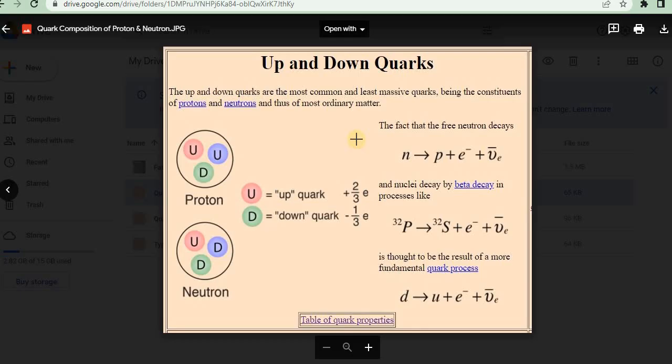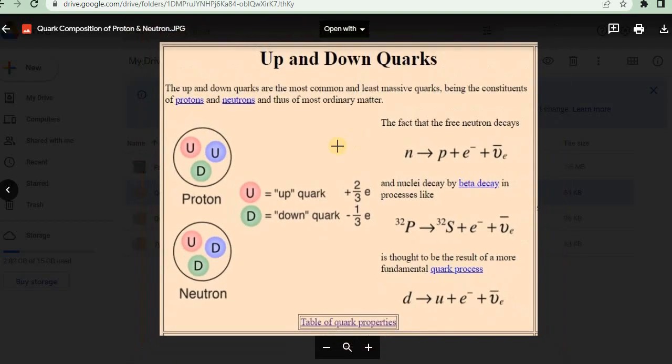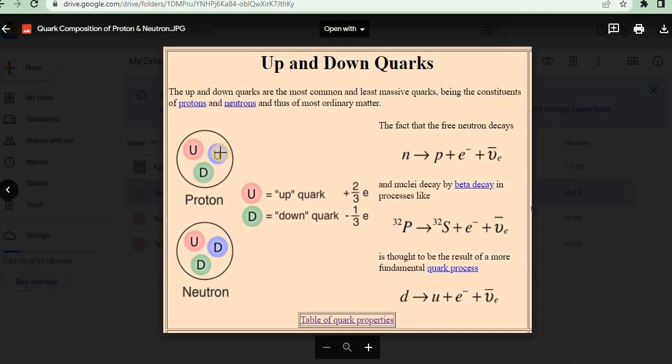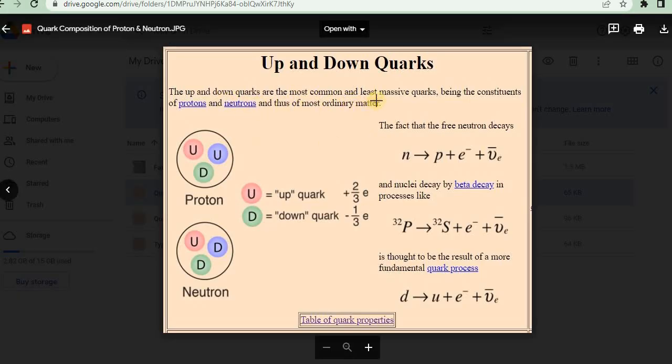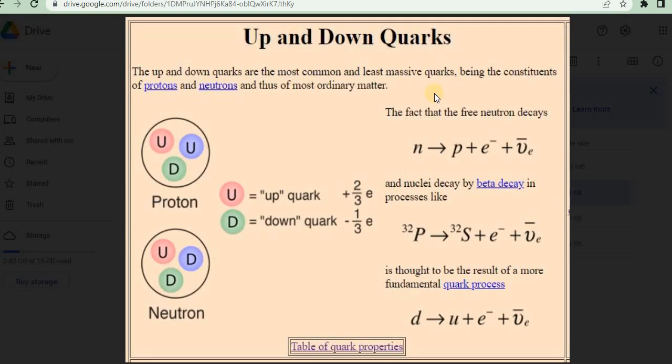Then the quark composition of the proton and neutron is something very common, so you should know it. In the exam papers they are testing this also. You would have seen this in the O-level class, so let's quickly go through it. The up and down quarks are the most common and least massive quarks, being the constituents of protons and neutrons, and thus of most ordinary matter.